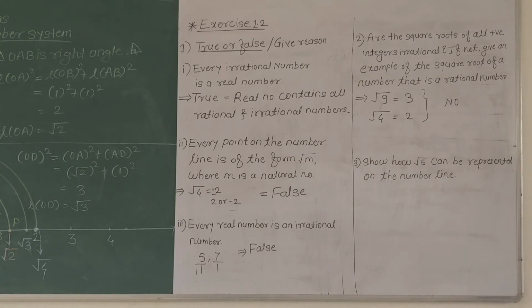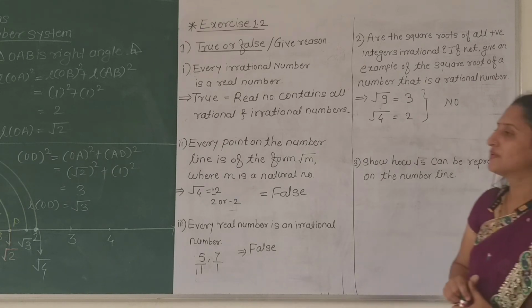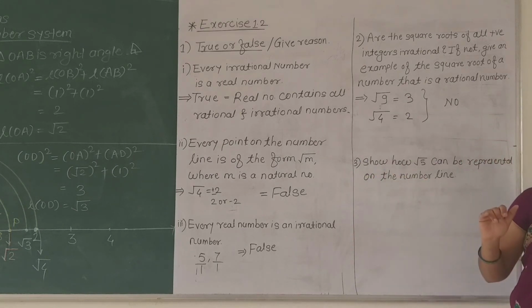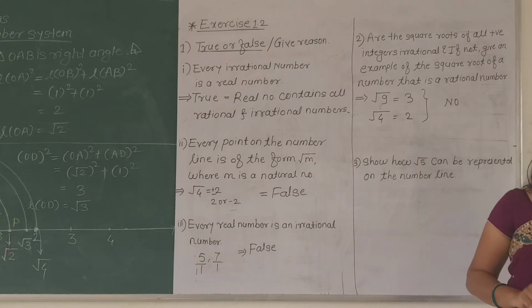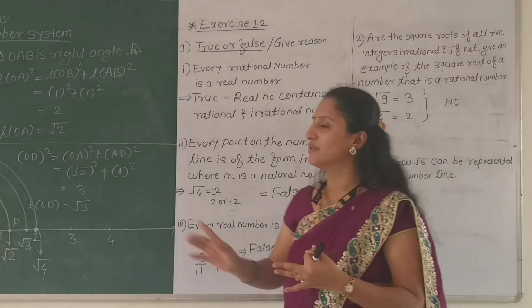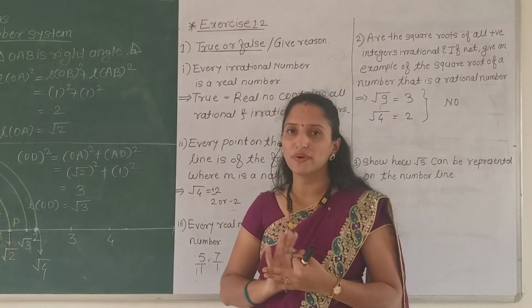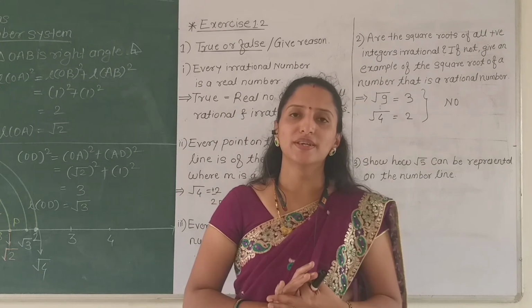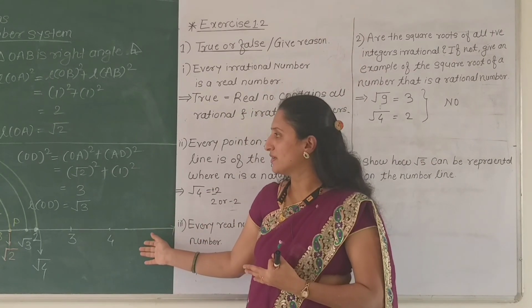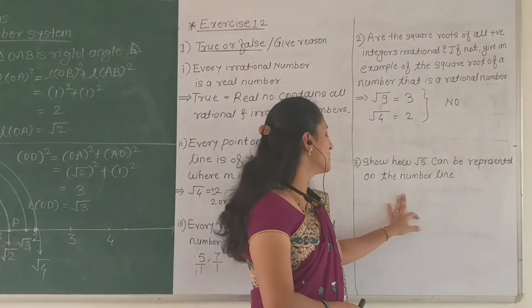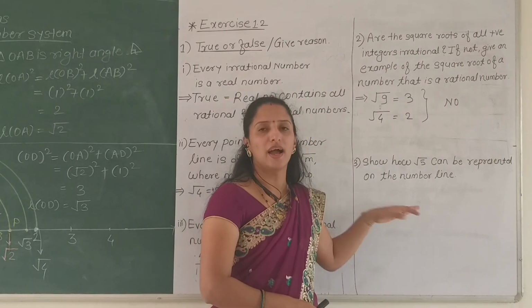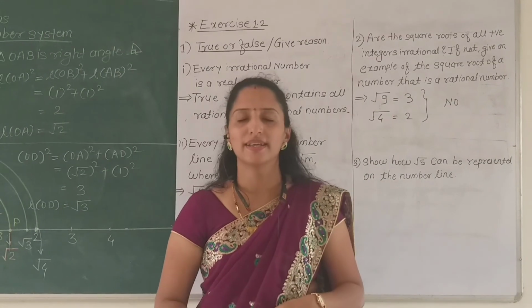Now our last question for exercise 1.2 is: show how root 5 can be represented on the number line. Here we have seen how to locate root 2, root 3, root 4 on the number line. In the same way we have to locate root 5 on the number line. So dear students, you have to solve this last question as homework. I think all of you can solve this example.